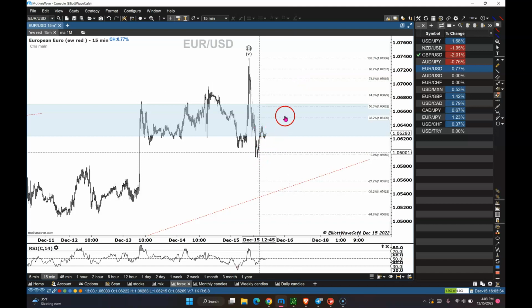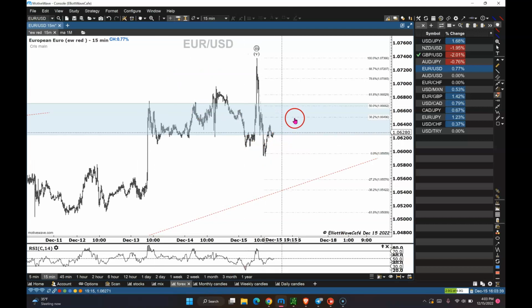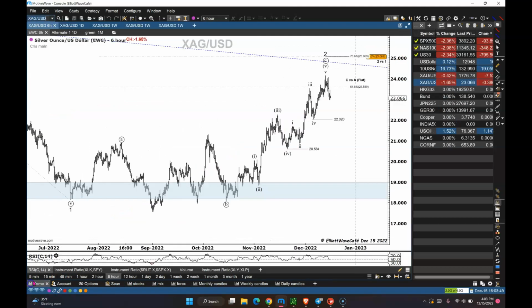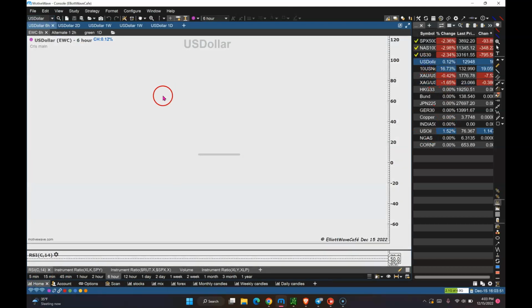So, we'll see what happens kind of overnight. Right now, the futures market is closed, but we'll keep an eye on it. But I think there is an opportunity here on the euro market. And that means the dollar should be pushing higher. And here is the dollar up here, let's take a quick look at this.